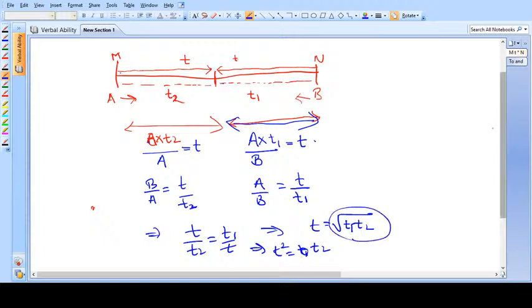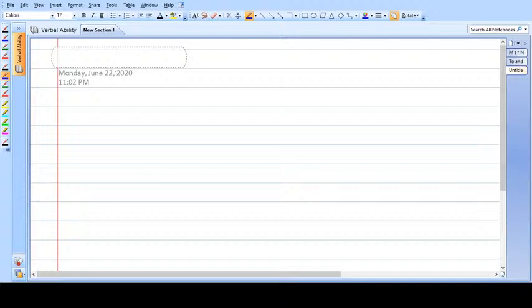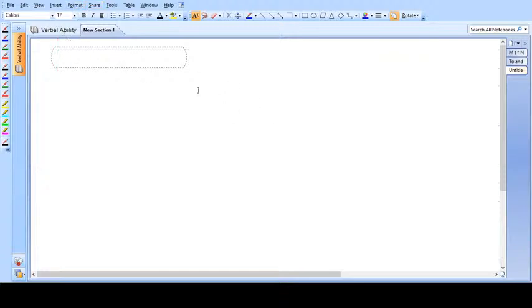Now let's do a question on this concept. Let's take an example question from here to here. They move, right? And M and N will be the terminals.